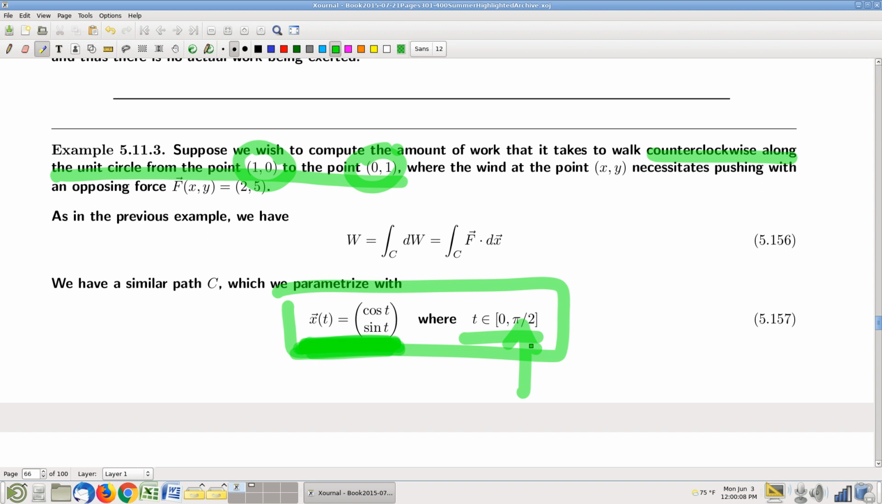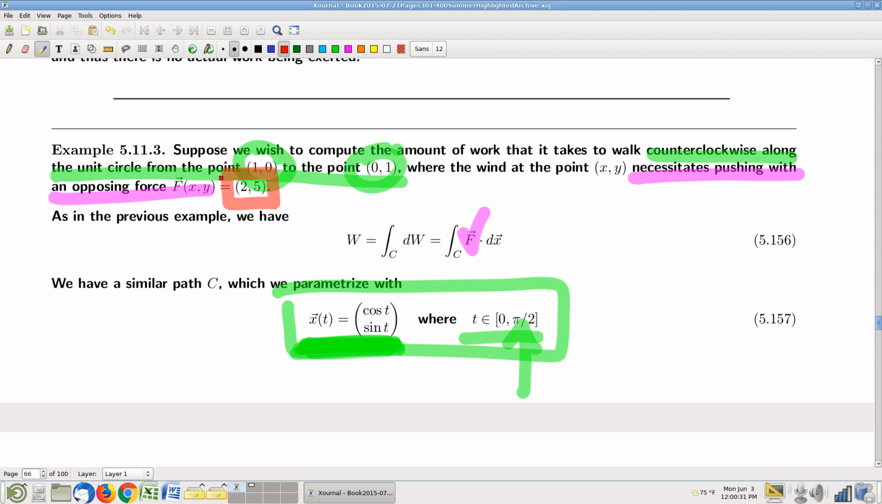Okay. This time necessitates pushing with an opposing force. Okay, so that means that F, again, is our integrand, no extra minus sign necessary. This time, the big difference is our vector field is 2, 5. So it's not negative y, x. It's not x, y. It's completely different at 2, 5.